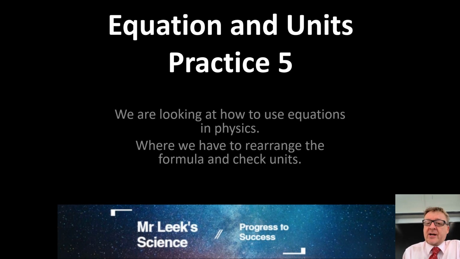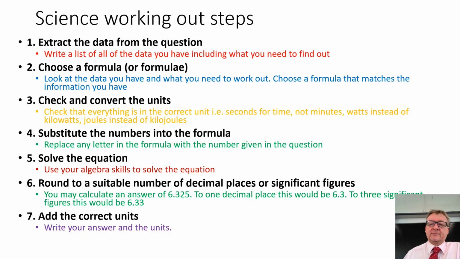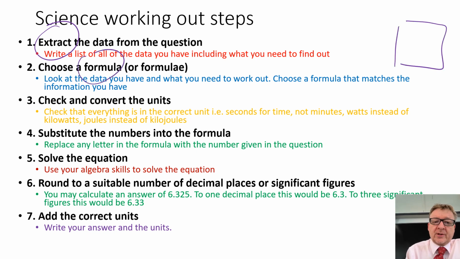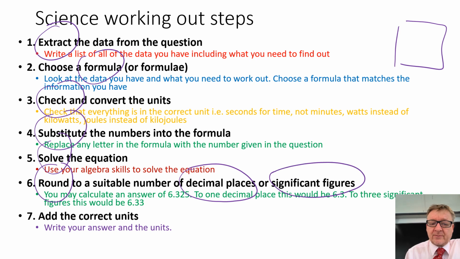Equations and units, practice number 5. Extract. Get the data out. I always write it on the top right hand corner. Choose a formula, best from memory. Okay, use your equation sheet. Check for units, substitute, solve, round, so that's the number of decimal places or significant figures. Put in the correct units.